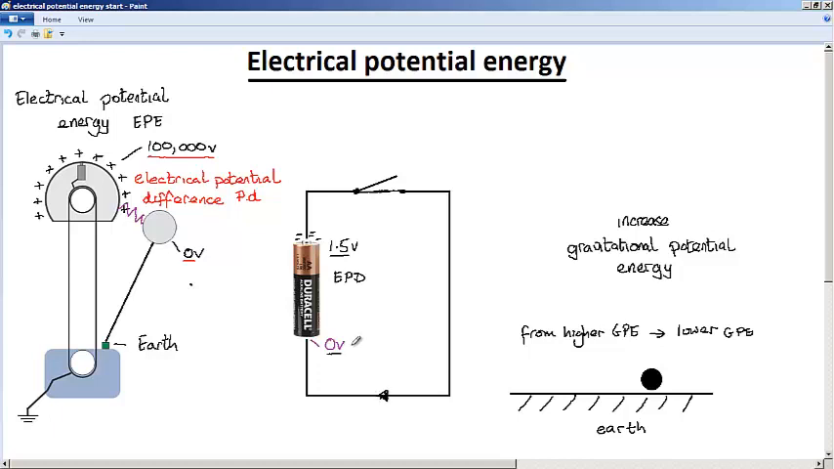So to finish, we can say that charge always flows from a high electrical potential energy to a low electrical potential energy, whether it's in the form of a spark jumping from one dome to another, or whether it's in the form of a current flowing around an electric circuit.